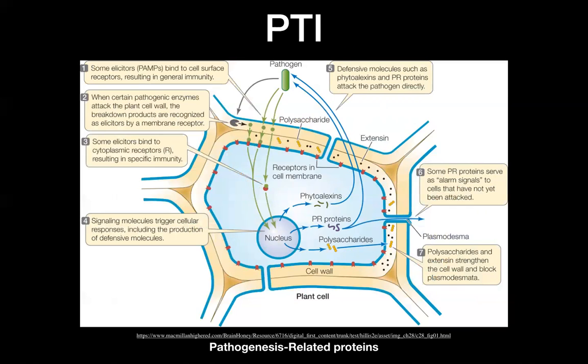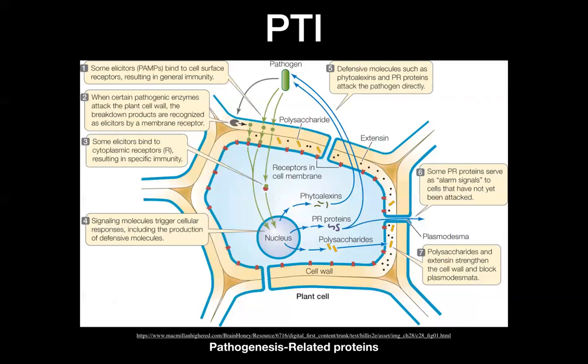So those phytoalexins are plant secondary metabolites, essential oils. There's a wide variety of different terms that are associated with those phytoalexins or protective molecules. Those are going to go after the pathogen directly. And some of those PR proteins serve as an alarm signal. So as that cell is being attacked, it has the ability to send out specific molecules or hormones telling the cells around it, as well as the plant as a whole, that it's under attack.